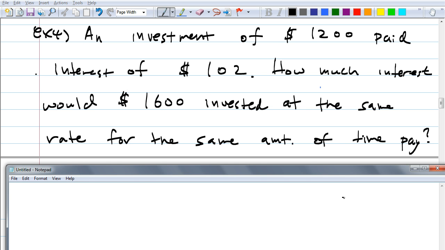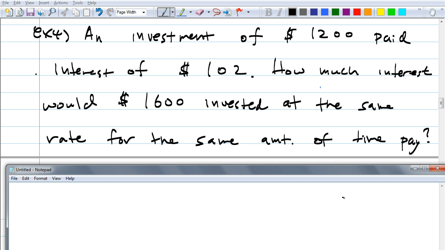So we got 2 other problems, and these 2 problems are your favorite. Guess what we have? That's right, your word problems, just like you have for your homework tonight. So write this down. An investment of $1,200 paid interest of $102. How much interest would $1,600 invested at the same rate for the same amount of time pay? Okay, so write it down.